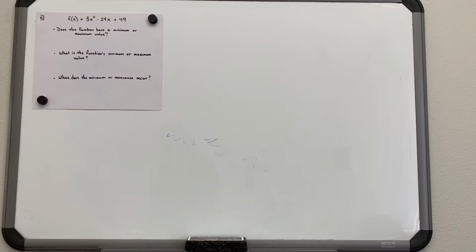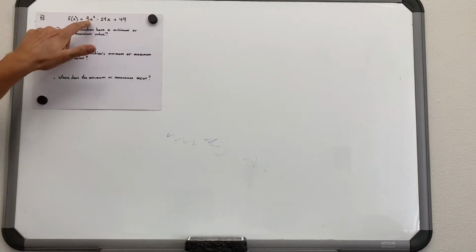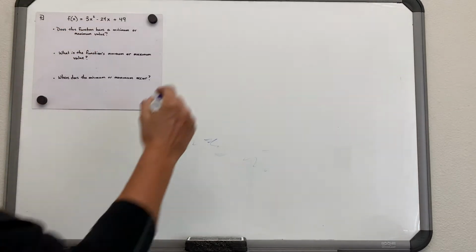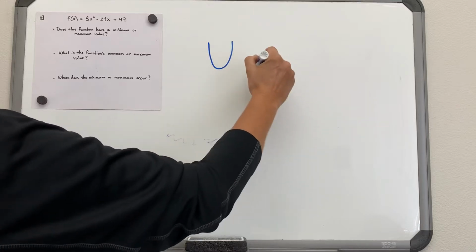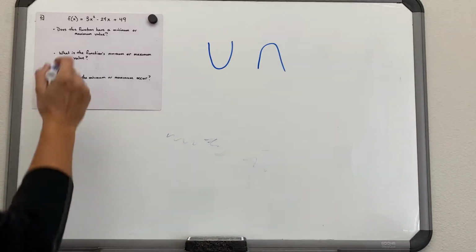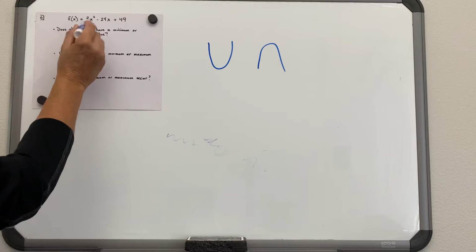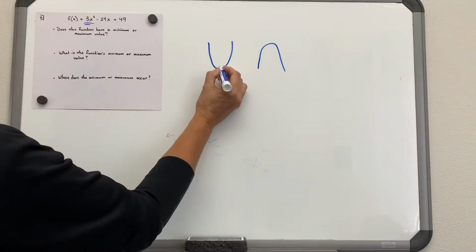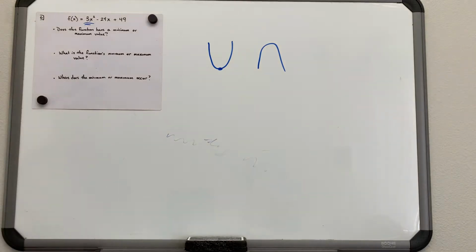The way that we know that is that we look at the degree. This is a 2 degree, so it's 3x to the 2, so that's the second degree, which means that's going to be a parabola. And parabolas either face up or face down. In this case, because that leading term is positive, it means it's going to face upward, so therefore it will have a minimum value.